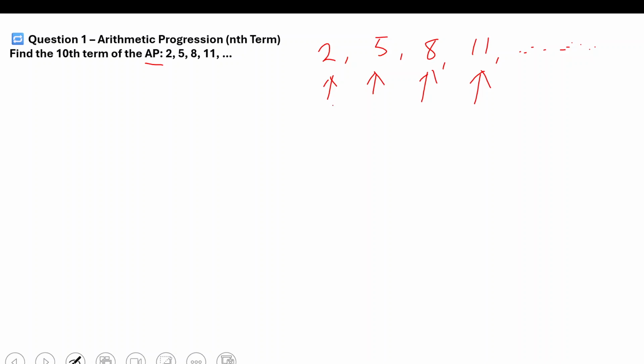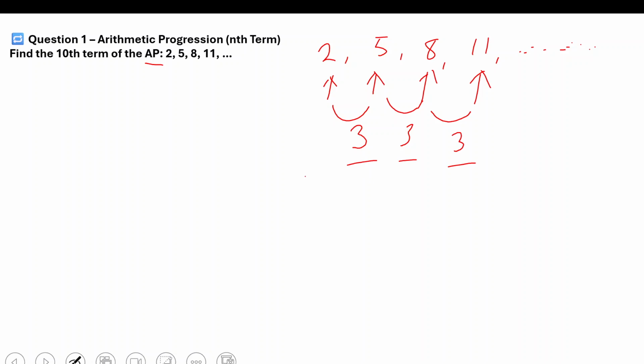So between the first and second term, the difference for this particular series is 3, because 5 minus 2 is 3. The difference between 5 and 8 is 3 as well, because 8 minus 5 is 3. And the difference between 8 and 11 is also 3. Note that this difference is common. They are all 3, 3, 3.